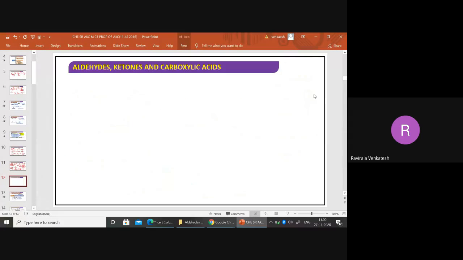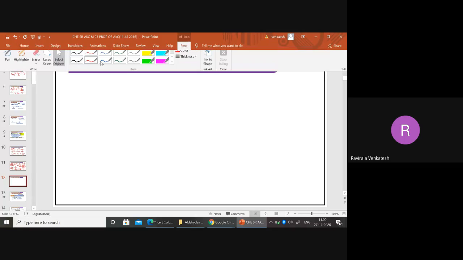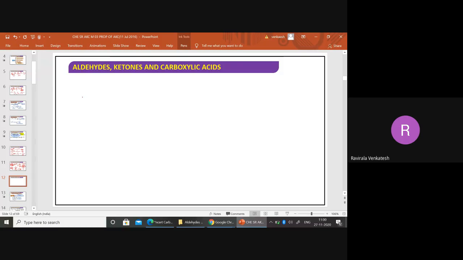If you don't use that type of shortcuts, it is very difficult. Otherwise, you have to use mechanisms here. So now I will write one simple molecule, RC double bond O R, reacting with ethylene glycol.